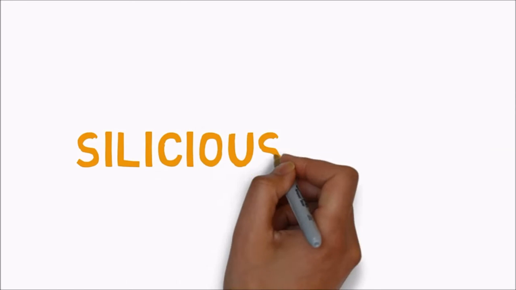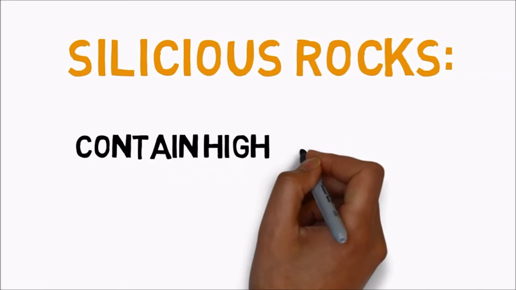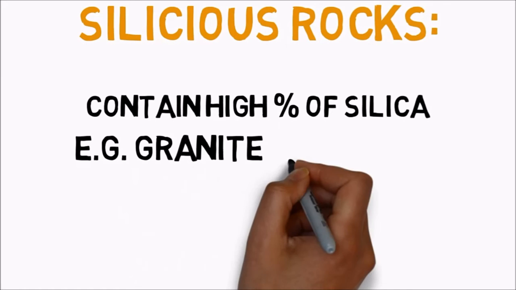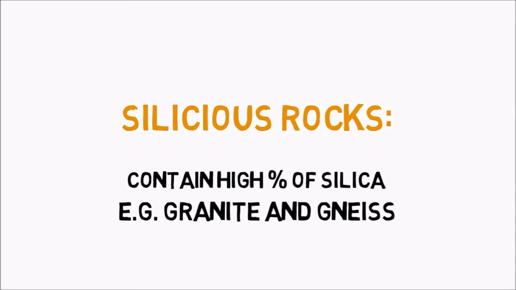Third chemical classification is siliceous rocks. The rocks are called siliceous when they contain high percentage of silicon dioxide, that is SiO2 in them, which is silica. Prime examples of siliceous rocks are granite and gneiss.